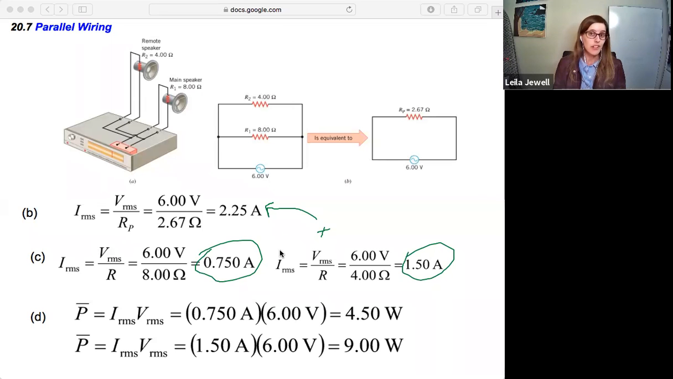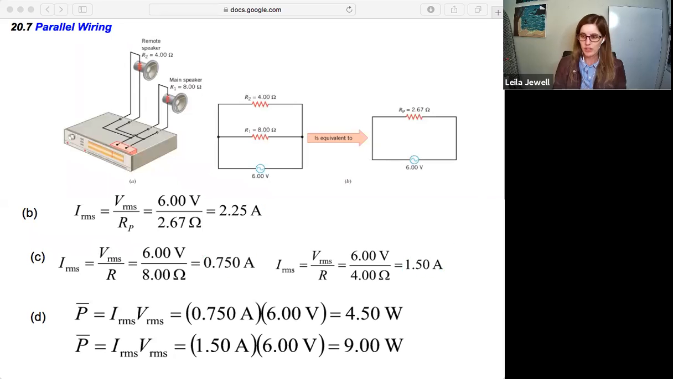Right, and then if we want to find the power dissipated by each of the speakers, how much power are they sucking? It's going to be the current times the voltage. So we can take those current values that we just calculated times the voltage, which we know is the same for each of them, and we get 4.5 watts for the first one and 9 watts for the second one. So that shows you some basic calculations using this parallel wiring.